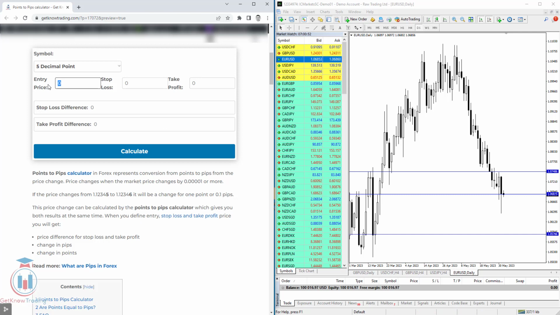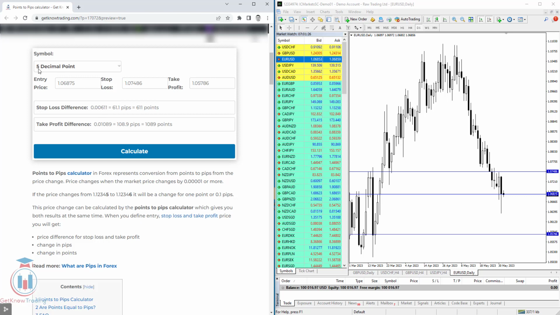So if we select this one, 5 decimal points, because our EUR/USD symbol on the chart has 5 decimal points, we simply enter these entry price, which is 1.06875, stop loss would be 1.07486, and the take profit would be 1.05786. When you click calculate, you will get a stop loss difference in price, which means the difference between the entry price, which is here, and the stop loss. And you will get also the take profit price difference, which is from the entry price here and the take profit here.